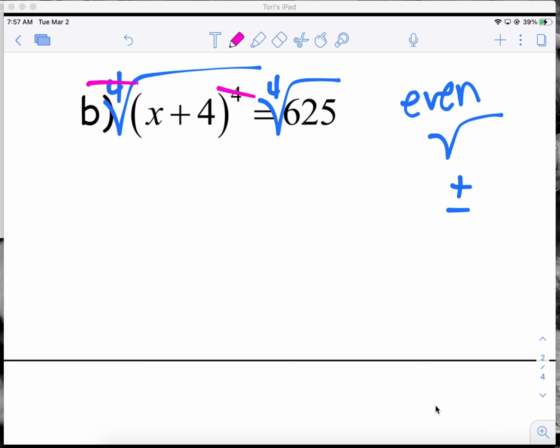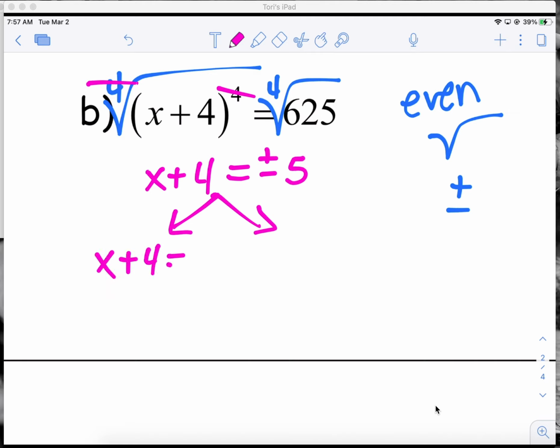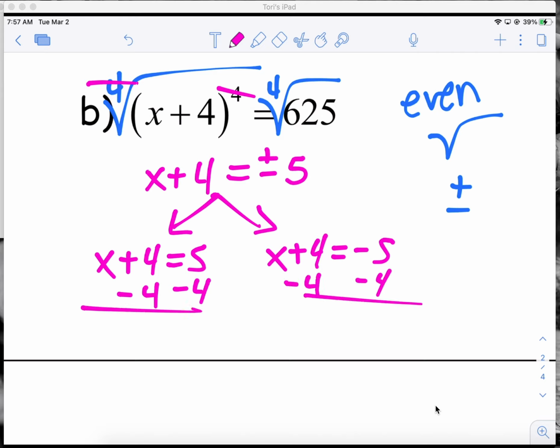So these cancel, and I have x plus 4 equals. The 4th root of 625 is 5, but it's plus or minus 5. I like to break this into 2 problems right here. I like to say x plus 4 could be a positive 5 or x plus 4 could be a negative 5. That way I make sure I solve for both. If I subtract 4 from everybody, I now get 2 answers. I have a 1 and I also have a negative 9.